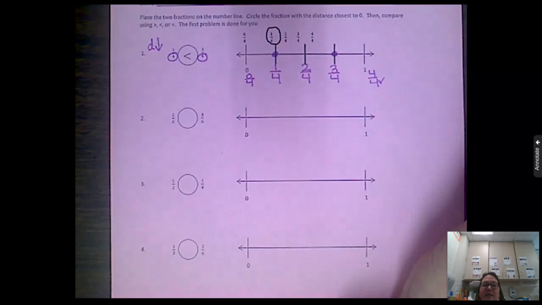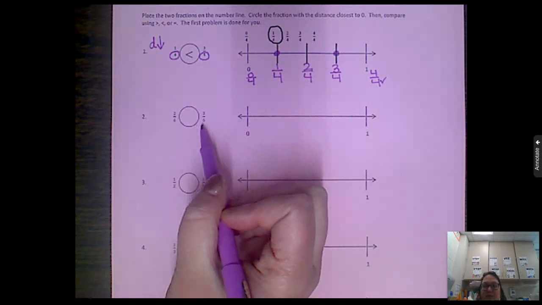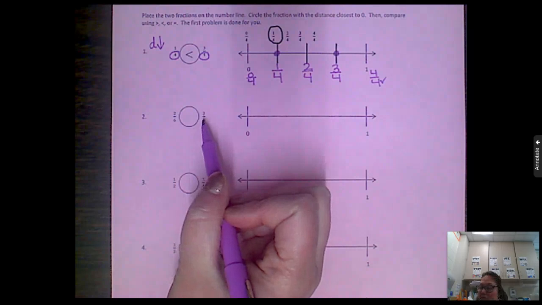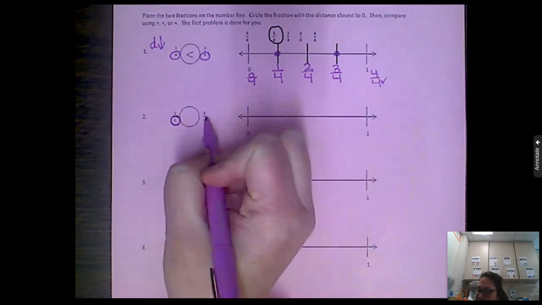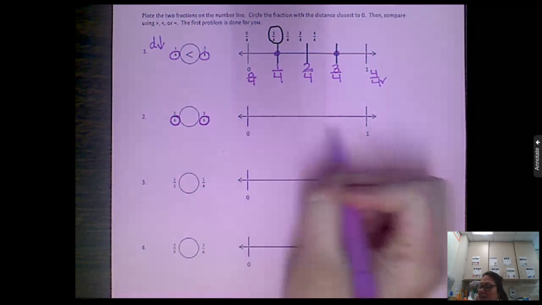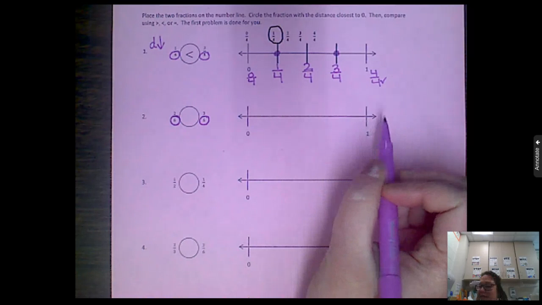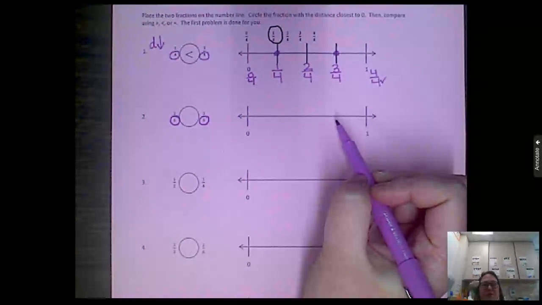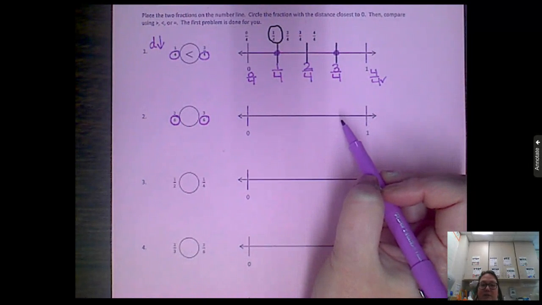Alrighty, let's look at number 2. For number 2, we're comparing 2/6 and 3/6. Let's look at our denominators, the number down on the bottom. Let's circle those denominators, 6 and 6. They're both a 6, so I know that my number line is going to be split up into 6 pieces. Do you remember the trick for splitting them up into equal 6? What do I split it into first?